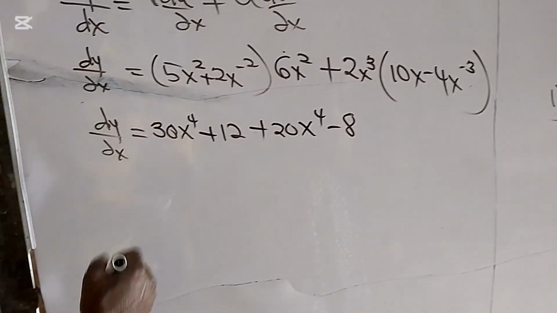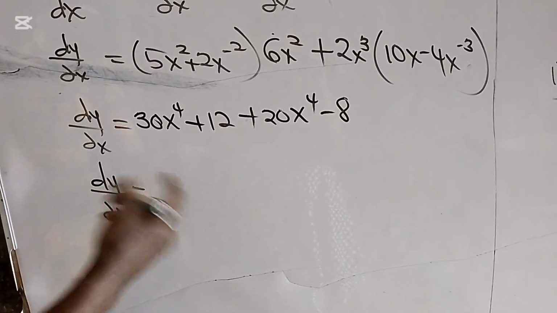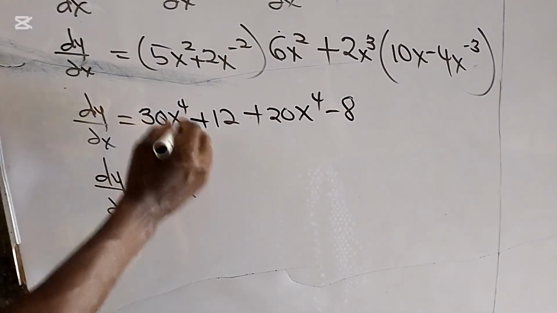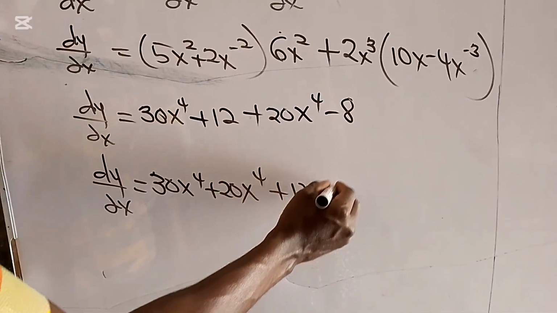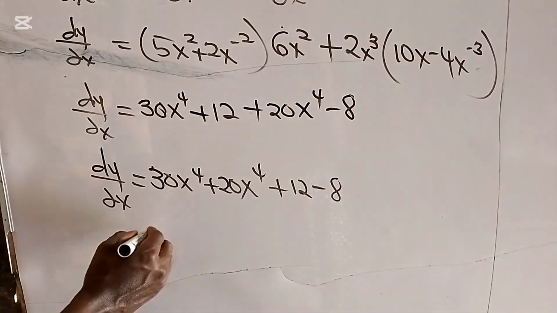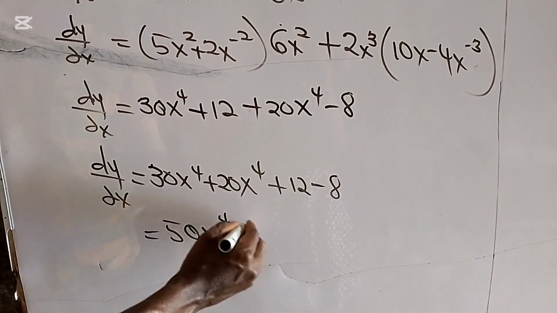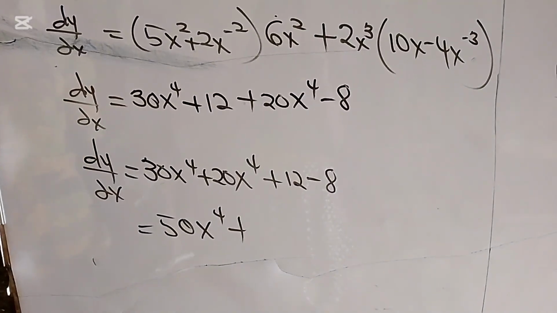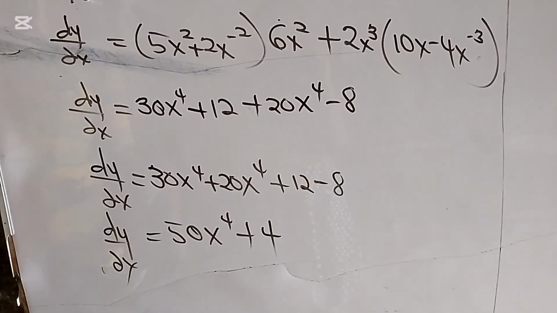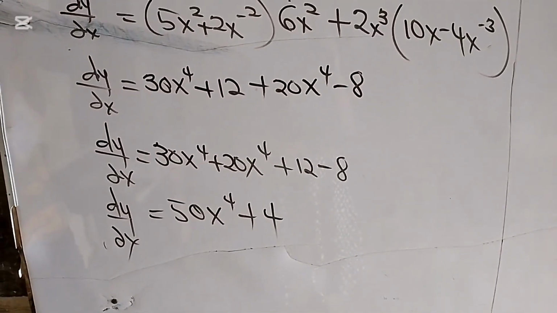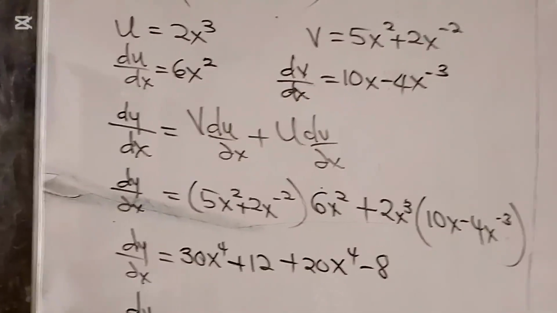So what do we do now? So our dy over dx will be equal to, we group like terms, 30x to the fourth power plus 20x to the fourth power plus 12 minus 8. So we have 30 plus 20 gives us 50x to the fourth power plus, this will give us 4. So we have 4. So our final answer for the differentiation of question 2 is 50x to the 4th power plus 4x plus 4x.